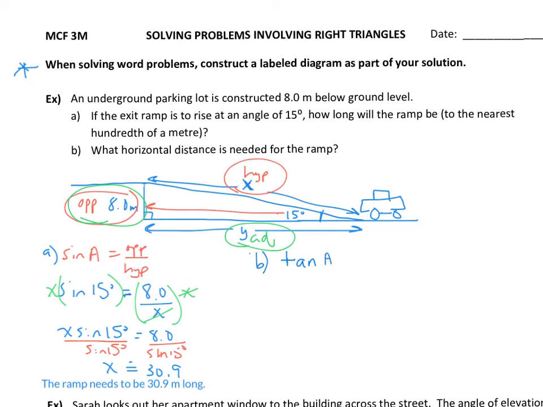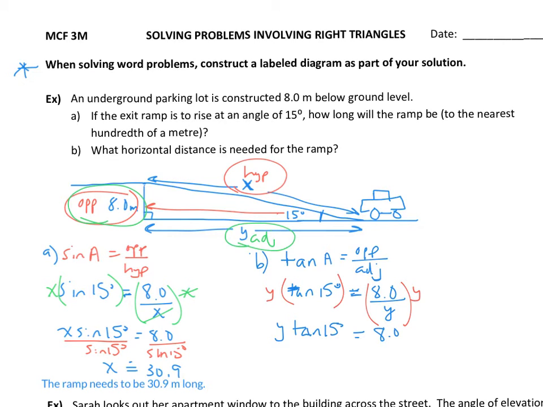So the tan of angle A is going to be opposite over adjacent. And I'm going to put in what I know. Angle A is 15 degrees, and my opposite is the 8. And my adjacent I've labeled as y up above. Multiply both sides by y to get that away from the bottom, and follow that through by dividing both sides by the tan of 15 degrees.